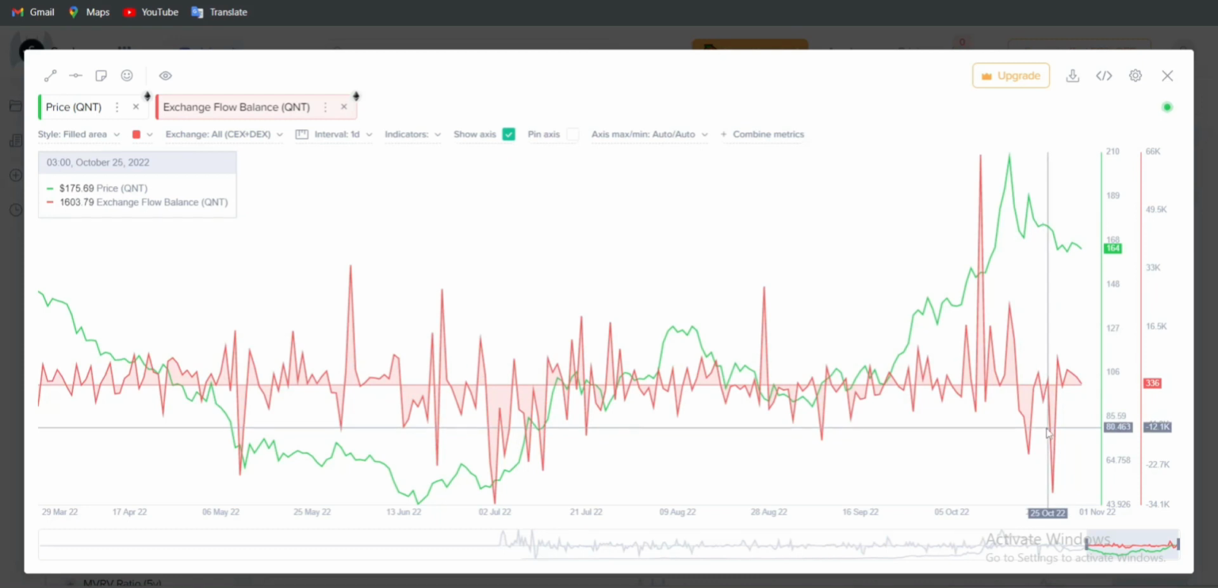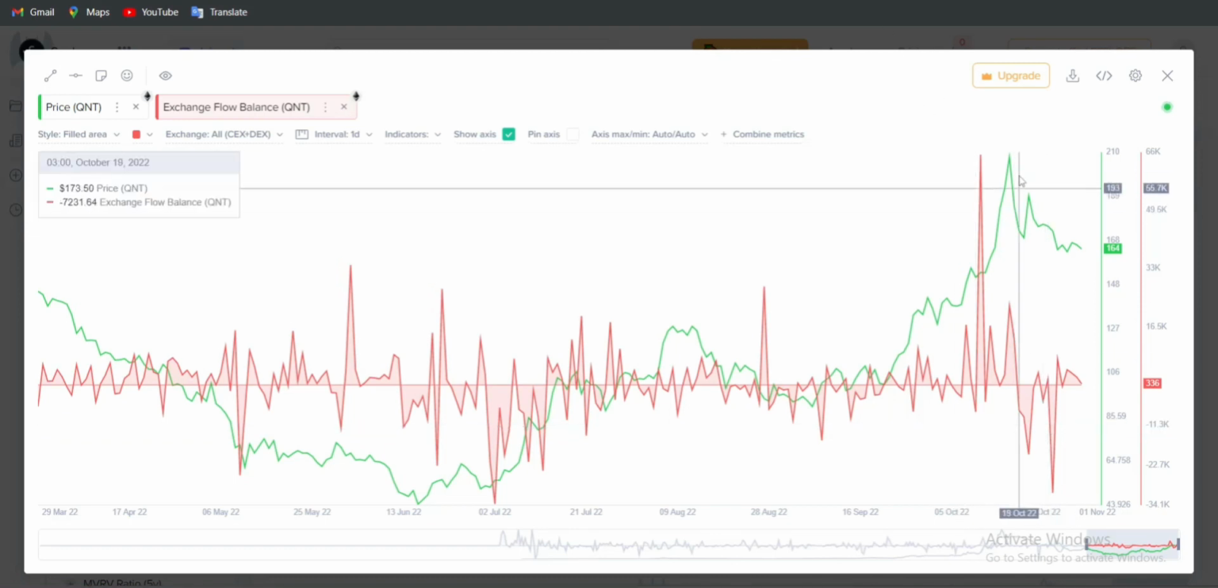What this means really is there are more Quant coins which have been withdrawn off of exchanges than coins which have been deposited to exchanges. It suggests that those coins which have been taken off of exchanges are not ready for sale, which means we have less selling going on, right? But it is not in line with what the price action is doing. So this is actually bullish divergence when you look at it.